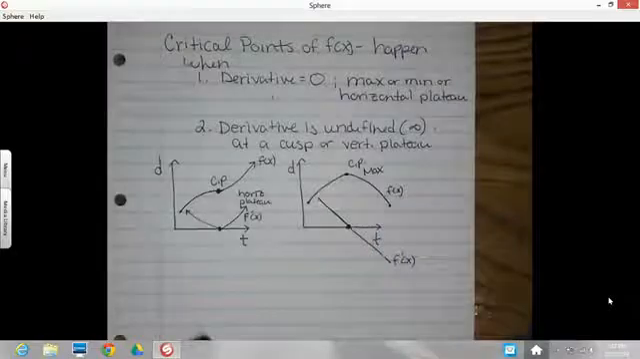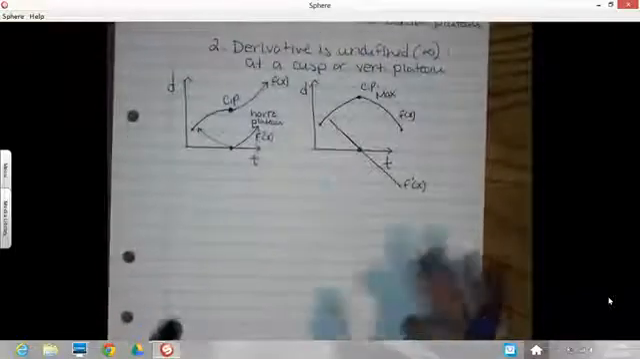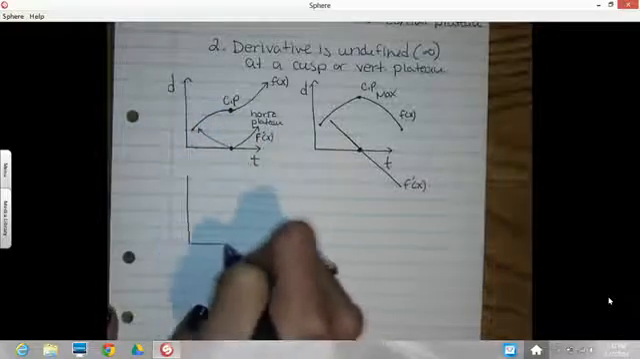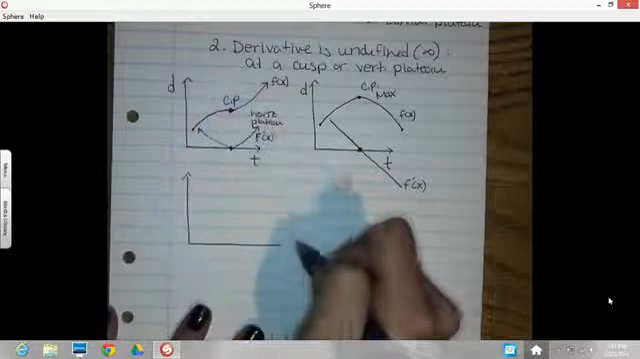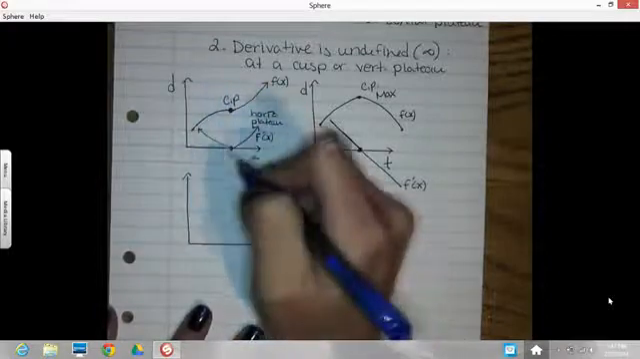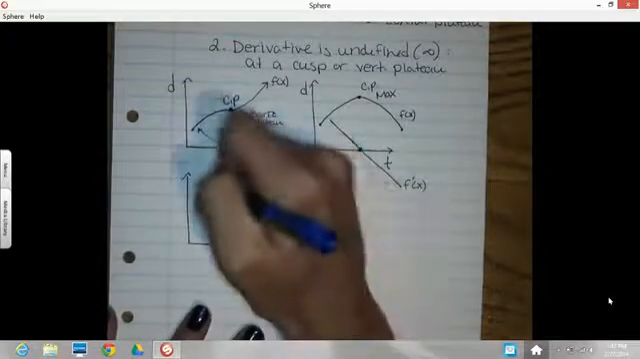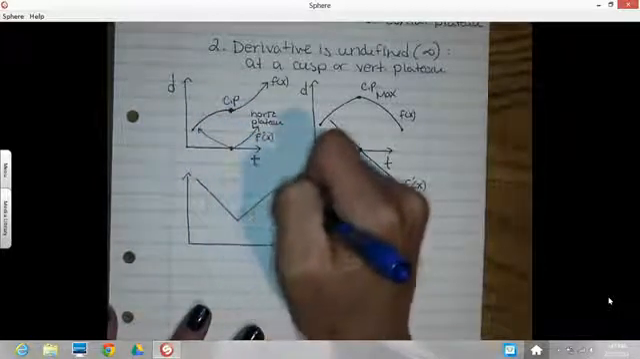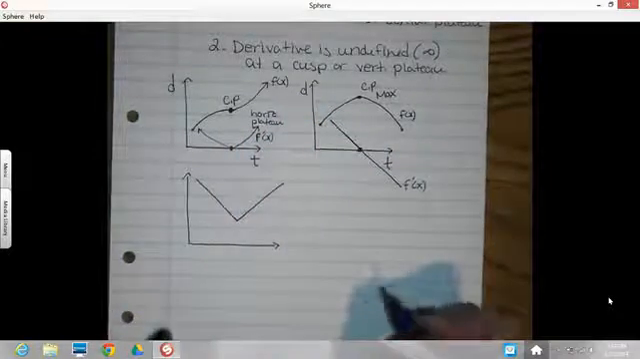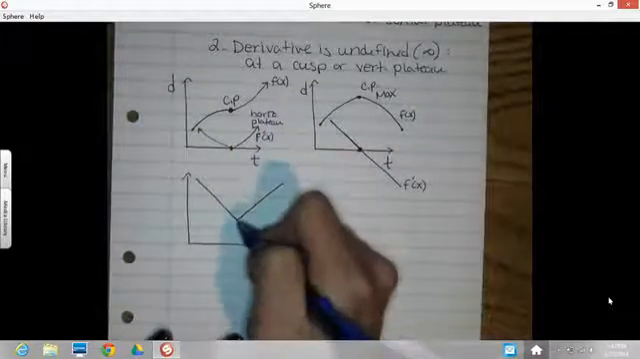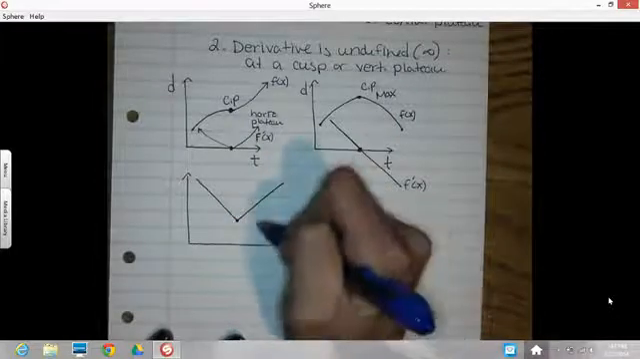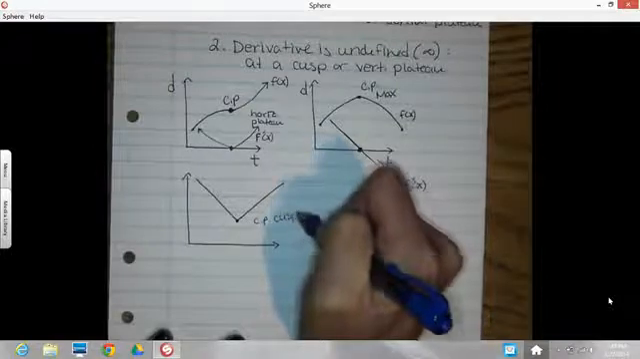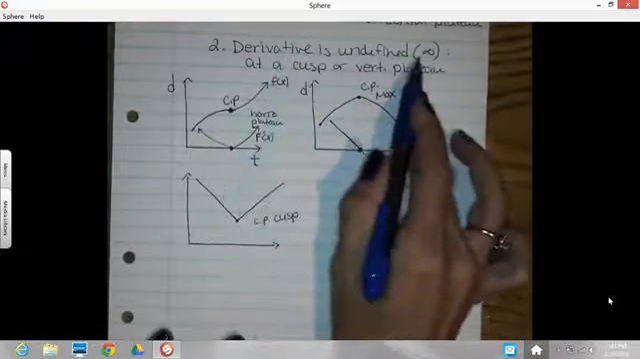And the last one, I don't have a story for, but that's okay. I'm going to go with an absolute value graph. Okay, here we've got a cusp, which is a critical point. It's a cusp. We know that the derivative is undefined here. There's not going to be a value on the derivative.